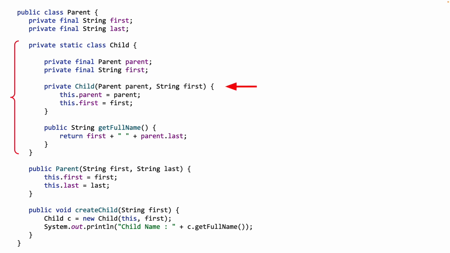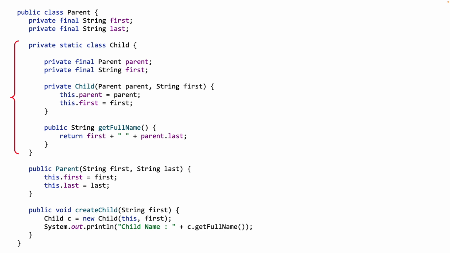Here on the screen, you can see that the child class has been modified to take the parent class as a part of the constructor. This makes perfect sense because a child cannot be created without a parent. So we added extra code to insert the parent into the child.